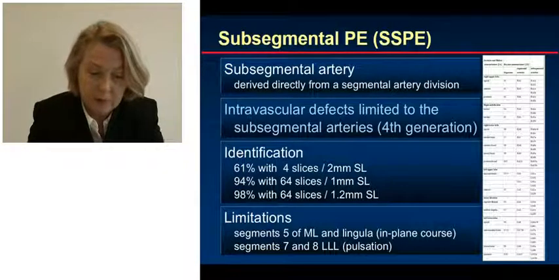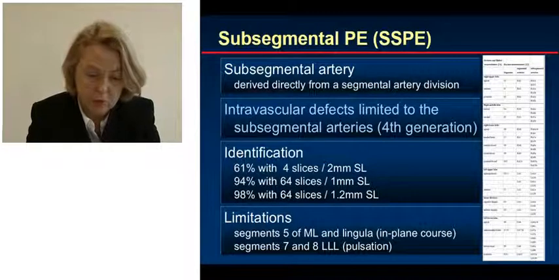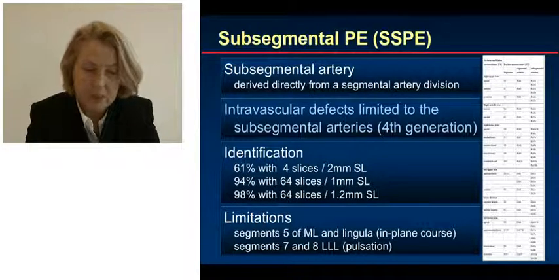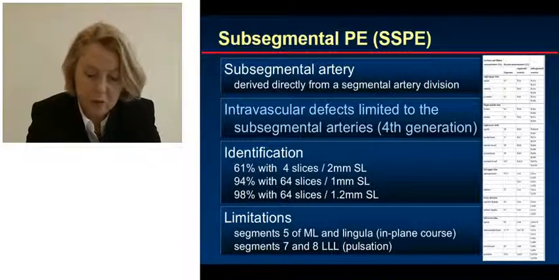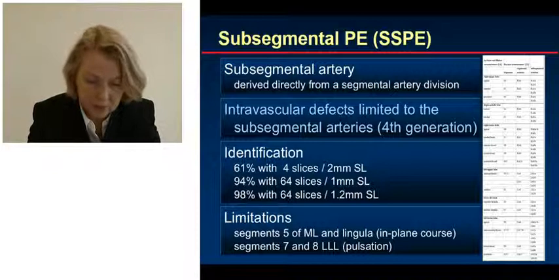What are subsegmental arteries and subsegmental pulmonary emboli? The subsegmental arteries are defined by the fact that they are derived directly from a segmental artery division, meaning that we talk about the fourth generation and going towards the periphery. Subsegmental emboli are intravascular defects limited to the subsegmental arteries.